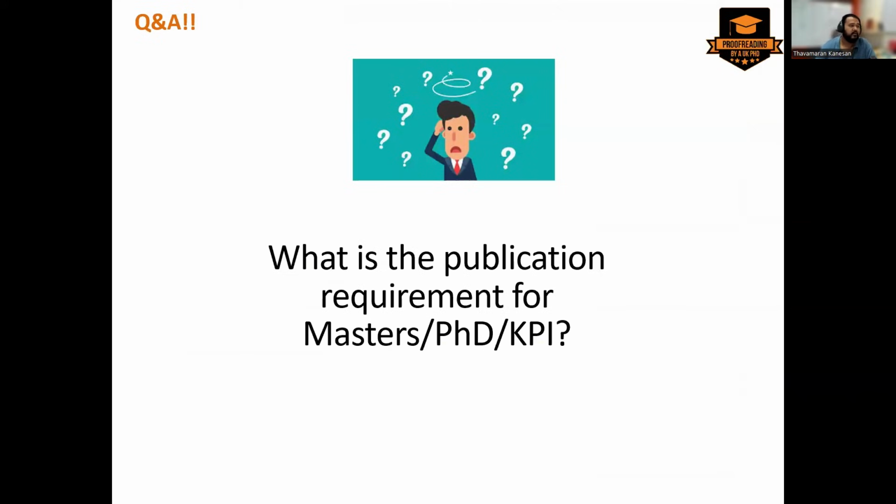Okay, so what is the publication requirement for your master's, PhD, or KPI? If you're an academician, please let me know in the chat box whether you need one Scopus or two Scopus, or one Web of Science or two Web of Science, or don't need papers at all. So what are the categories? Please let me know in the chat box. As far as I know, should be two Scopus.